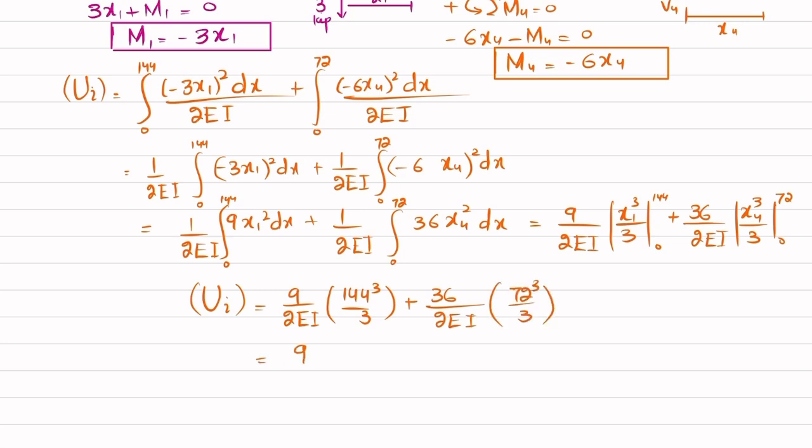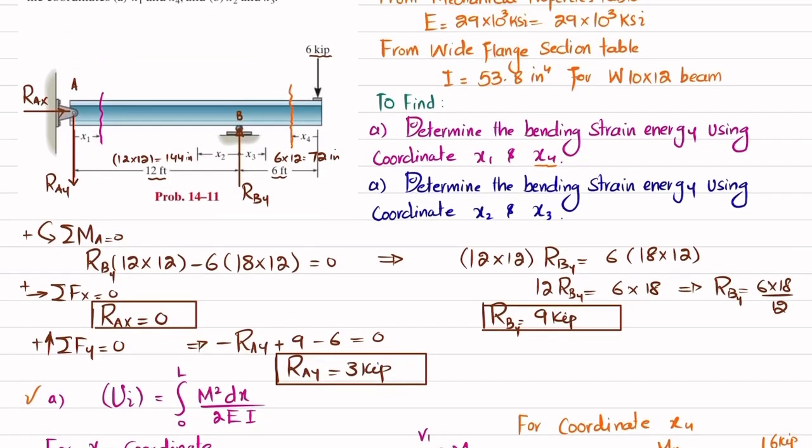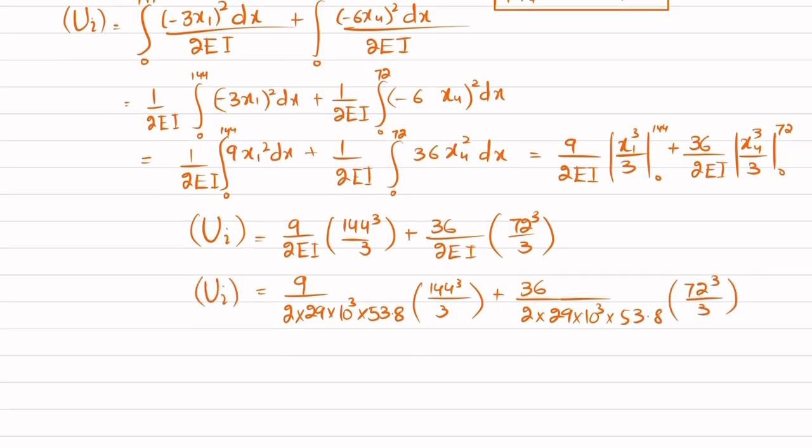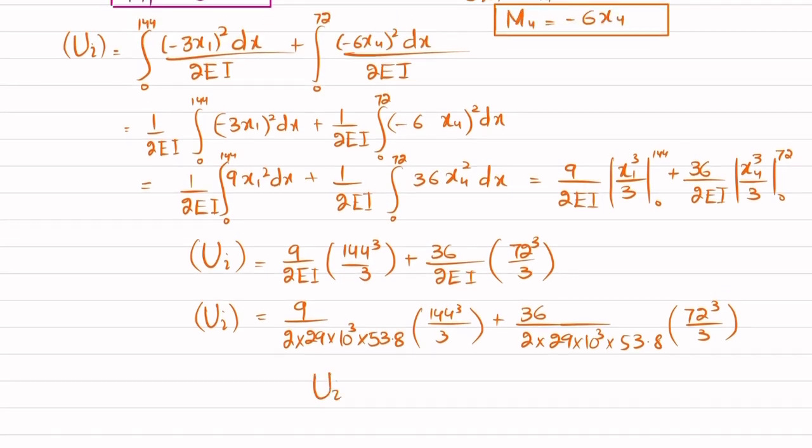Now you have the value of E and I. So E is 29 into 10 raised to the power 3 ksi. I is given from the table as 53.8. So 9 over 2 times 29 into 10 raised to the power 3 multiplied by 53.8 into 144 cube over 3, plus 36 over 2 times 29 into 10 raised to the power 3 multiplied by 53.8 into 72 cube over 3. That will give you strain energy due to bending for coordinates x1 and x4. So when you solve this, the strain energy due to bending moment comes out to be 4.31 kip-inch, which is the answer of our first part.